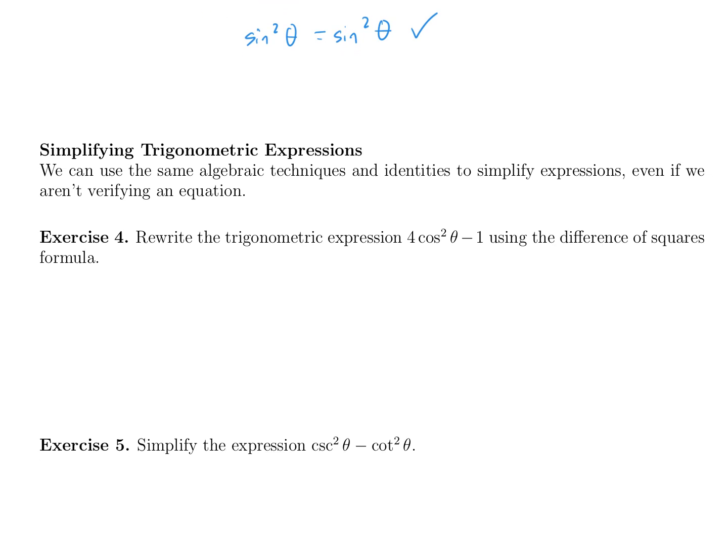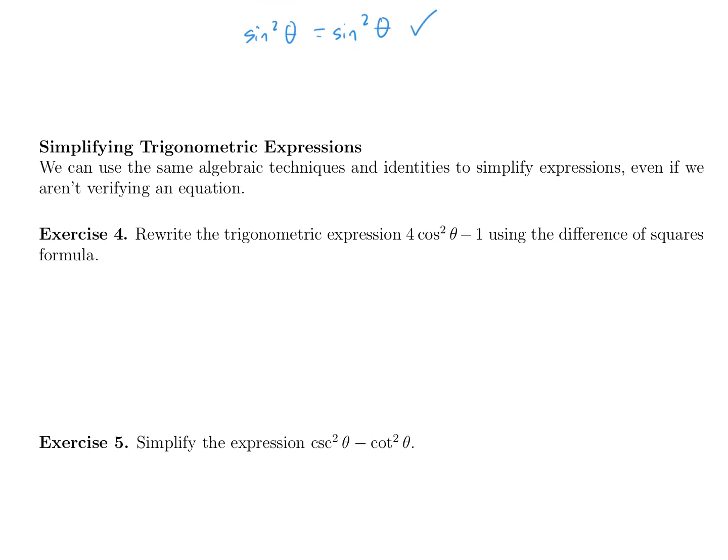All right, this problem is asking us to rewrite the trigonometric expression 4 cosine squared theta minus 1 using the difference of squares. So as you can see, they're actually telling you what to do. Okay, so let's break this up. If you break up 4 cosine squared, that's 2 cosine theta times 2 cosine theta. And if you break up negative 1, that's positive 1 times negative 1. So therefore, the factors become 2 cosine theta plus 1 times 2 cosine theta minus 1. And that is the final answer.